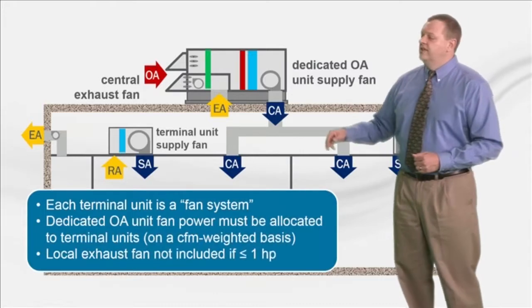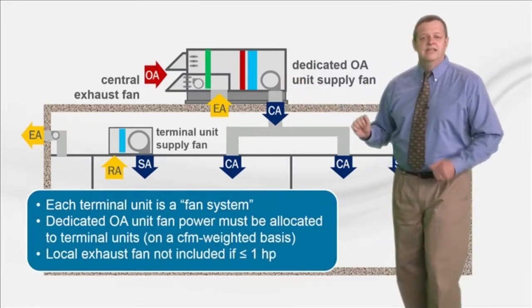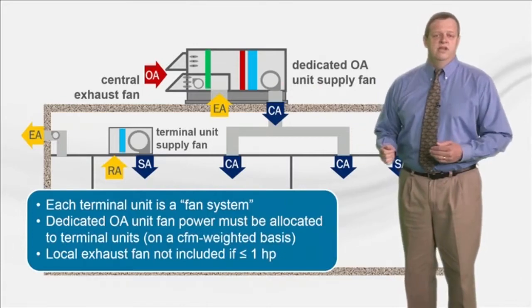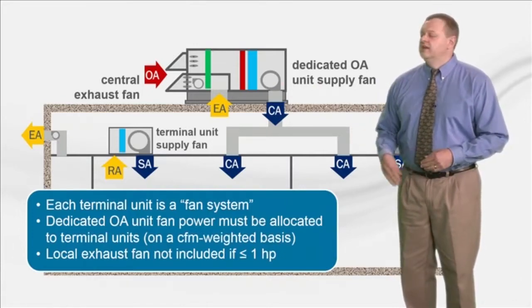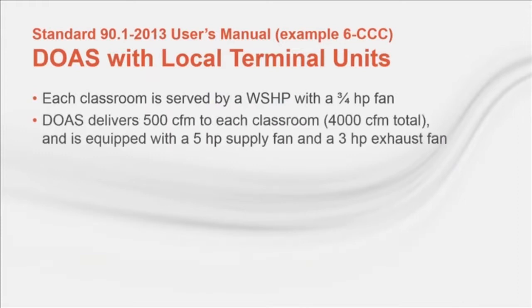In this case, the power of the dedicated outdoor unit fans must be allocated to each of the terminal units on a CFM weighted basis. In this example from the user's manual, a wing of an elementary school uses 8 water source heat pumps, each with a 3/4 horsepower fan motor. A dedicated outdoor air unit supplies 500 CFM of outdoor air to each of the 8 classrooms. This dedicated unit is equipped with a 5 horsepower supply fan and a 3 horsepower exhaust fan.